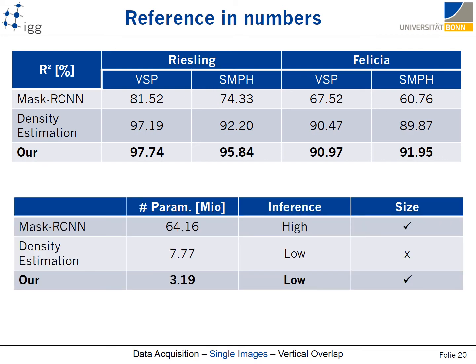But to put these results into perspective, we have to keep the networks themselves in mind. The mask RCNN has 20 times more parameters than our network. Therefore, the amount of training data might not be sufficient enough to train it properly. Furthermore, the inference time is 10 times higher than for the other two approaches. The main advantage of our approach over the density estimation is that we are able to reason about the size and shape of the single objects. This is not possible with the density estimation.